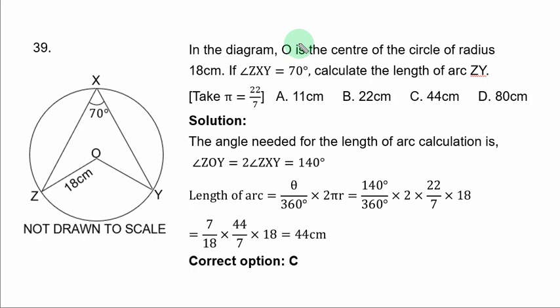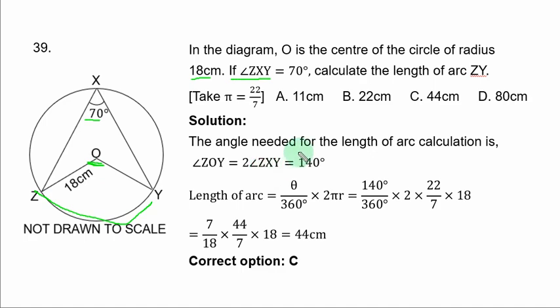Question 39. In the diagram, O is the center of the circle of radius 18 centimeters. If angle ZXY is 70 degrees, calculate the length of arc ZY. This is the length of arc ZY. So we need the angle subtended by the arc. That angle is unknown, but that angle is 2 times 70 degrees, because angle at center is twice angle at circumference.